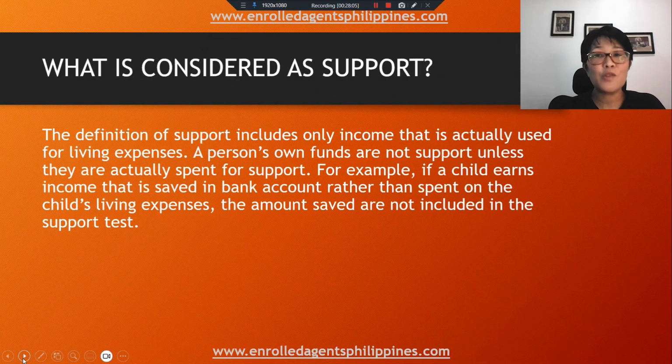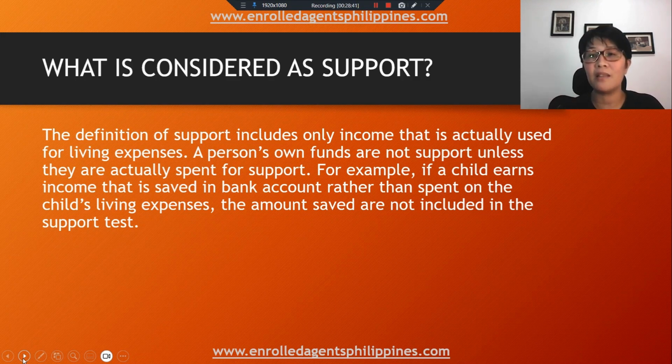Okay. Ano ba yung support? So, bago tayo magpatuloy, no? What is considered as support? The definition of support includes only income that is actually used for living expenses. A person's own funds are not support unless they're actually spent for support. For example, if a child earns income that is saved in a bank account rather than spent on the child's living expenses, the amounts saved are not included in the support test. Okay, so yan yung kailangan naiintindihan nyo.